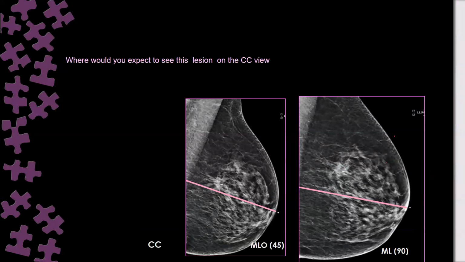And where would you expect to see this lesion on the CC view? On the lateral aspect or on the medial aspect? And why? Based on this, this is the MLO and this is a 90 degree. Where is the lesion on MLO and on the 90 degree? Or what is the relation between the lesion on MLO and 90 degree?